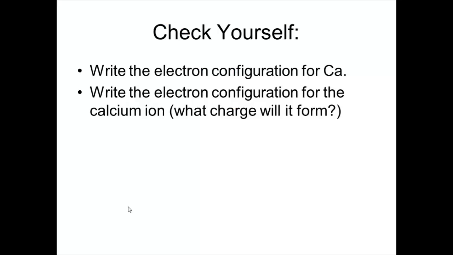See if you can do this one. Try and write the electron configuration for calcium just by looking at the periodic table, and then see if you can figure out what calcium does when it becomes an ion to look like the nearest noble gas. When you finish working with your table and talking it over, we'll check your answer.